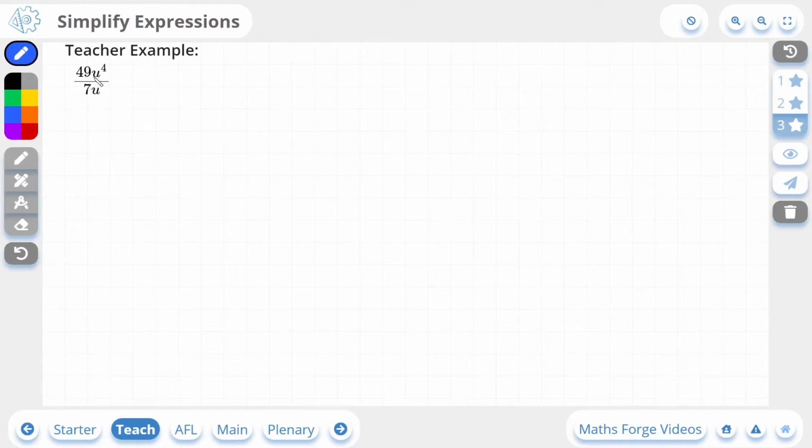Here we're being asked to do 49u to the power of 4 divided by 7u. So we'll divide the numbers first. 49 divided by 7 is going to give us 7. And u to the power of 4 divided by u. Now u on its own actually has a power of 1 that we don't actually write. But when you're dividing the same base values, so u and u, you subtract their powers left to right. So 4 minus 1 is 3. This is u to the power of 3. So u to the power of 4 divided by u is u to the power of 3.